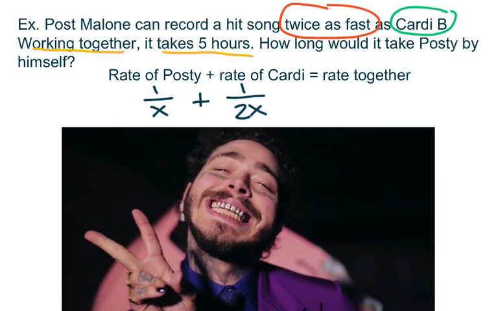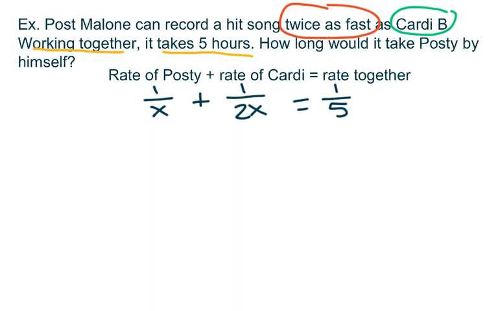Because it takes her twice as long to do it. And then together, it would take them 1 over 5. Alright, so I'm sorry to do this, but I'm going to get rid of Posty. Bye. We still love you.